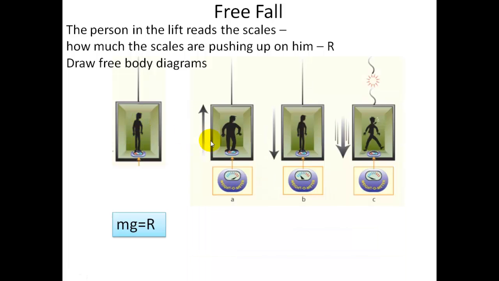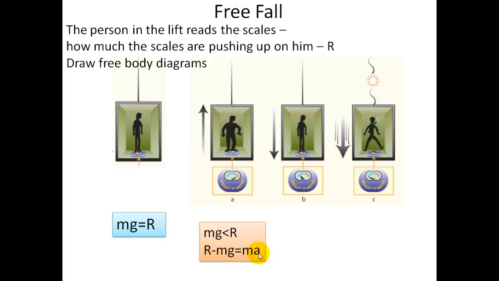Here, however, it's just starting to accelerate upwards. His weight, as he reads it, or in other words his reaction, is actually going to be larger than his weight. So we can draw it here. The reaction is greater than the weight. So R minus mg will give the acceleration. This gives the size of the acceleration.